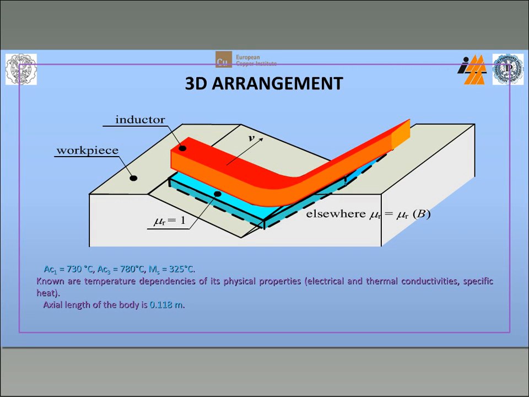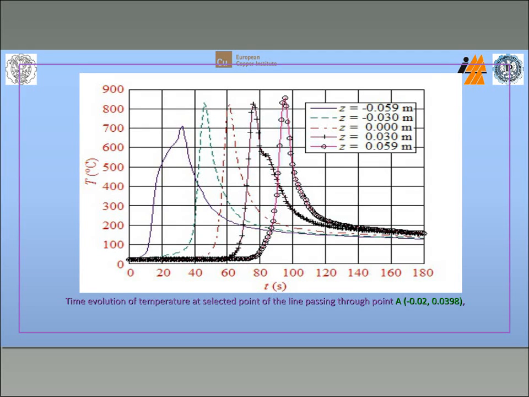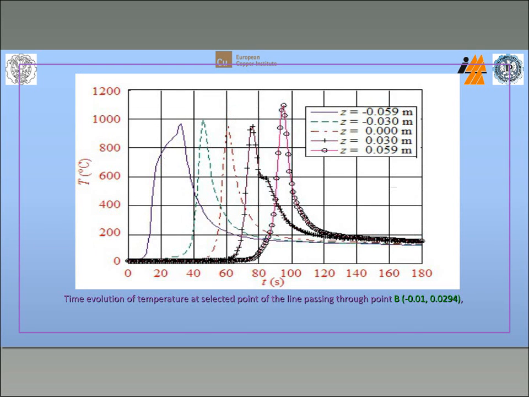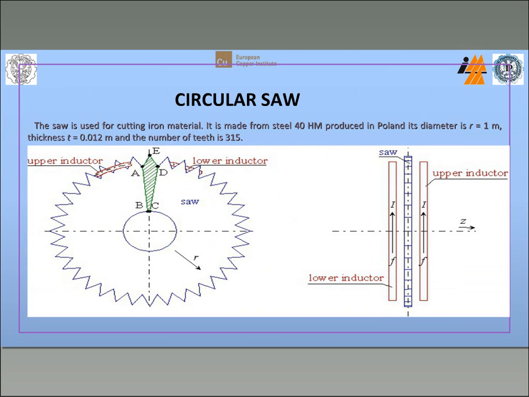Of course, the inductor moved with small velocity. And of course we have here again the time evolution of temperature at selected points, and based upon these curves we could calculate the hardness distribution. All three of these illustrative examples have been practically introduced to different Polish companies for production.